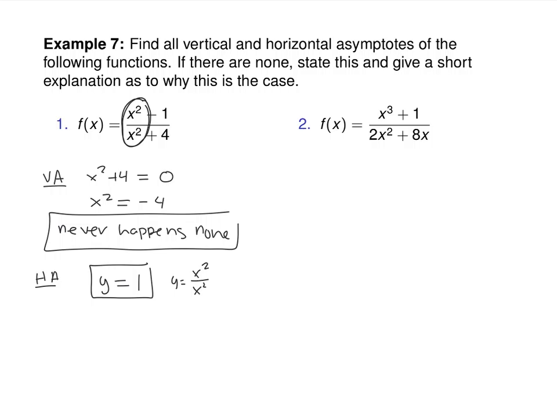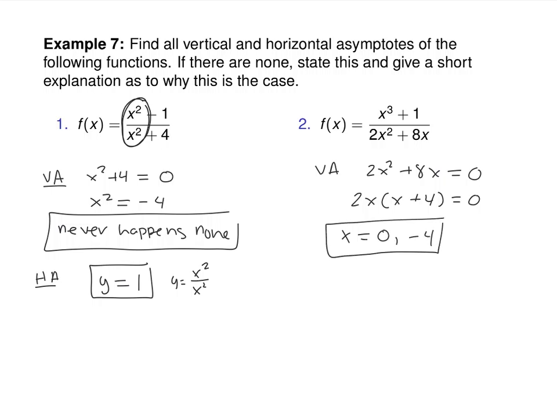Okay, for this one, vertical asymptotes happen where the denominator equals 0. Does that have places where it equals 0? Take out 2x, x plus 4. So where does that equal 0? 0 and negative 4.